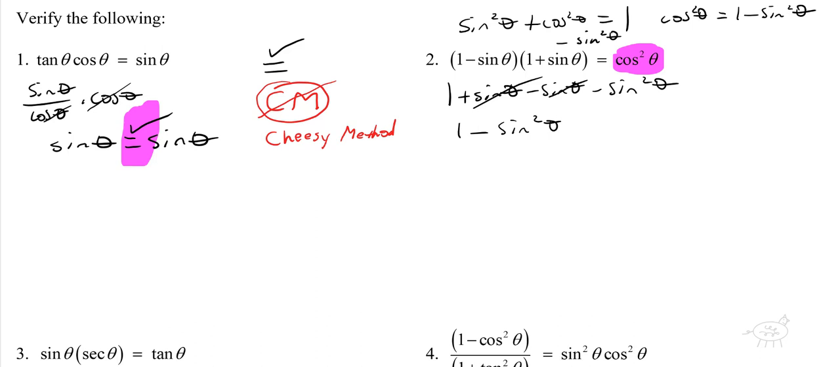Sweet! So I can actually do a direct substitution for cosine squared of theta, 1 minus sine squared of theta, for this guy right here. So I can write this as cosine squared of theta, and I'm done. Equals cosine squared of theta. I've proven the left side equals the right side. Check mark. Okay, so it's all about proving the left side equals the right side.